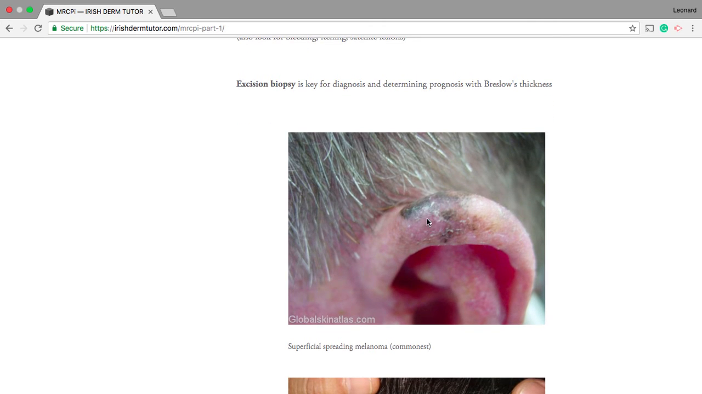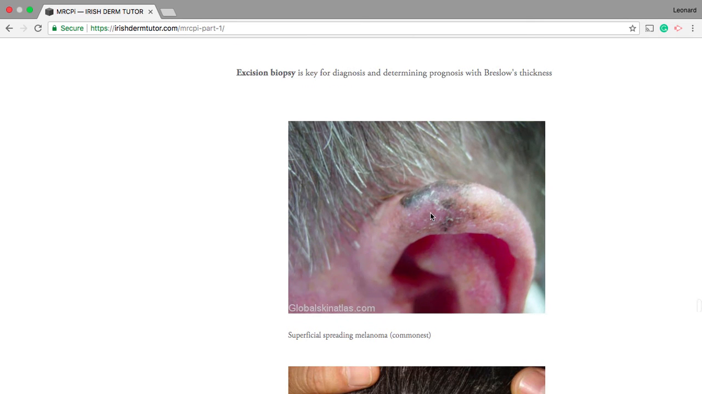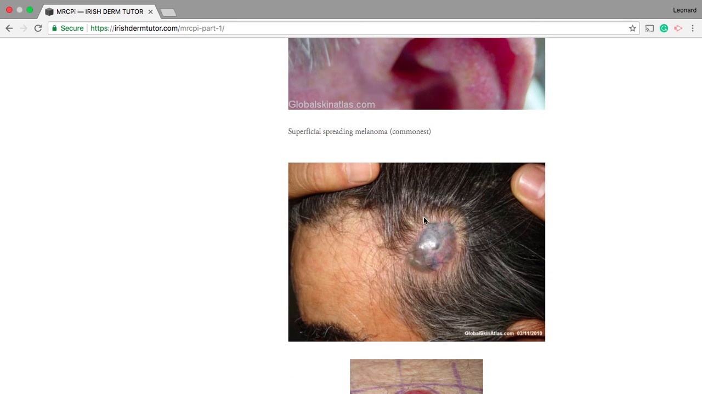So here's a picture of one subtype of melanoma, which is a superficial spreading melanoma. So it tends to spread outwards more quickly than downwards and deep into the skin. Another common variant is nodular melanoma, and as you can see here, we've got a raised pigmented lesion which will be invading probably quite deep into the skin.